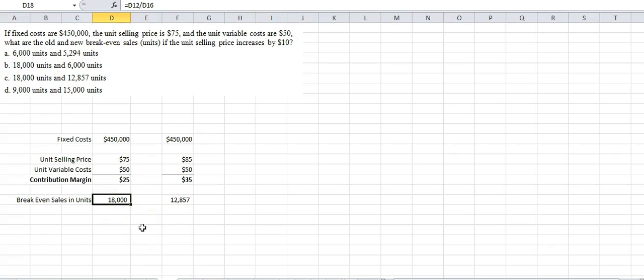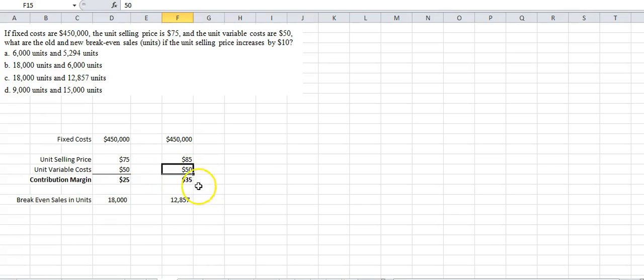Well, if each unit contributes $25 to cover fixed costs, how many units do I have to sell? Take the 450 divided by 25, that's 18,000 units. Now, if I sell it for $10 extra, I will have to sell fewer units, right? Because I sell it for $85.